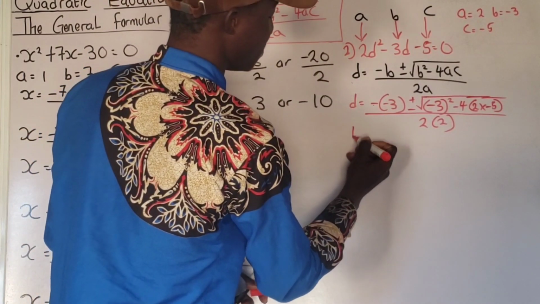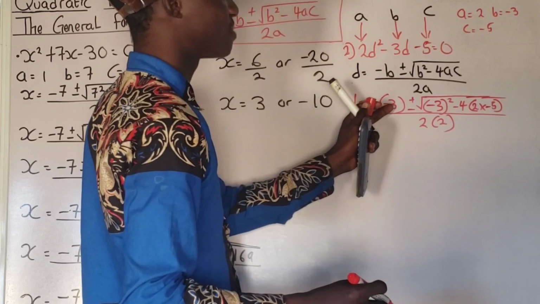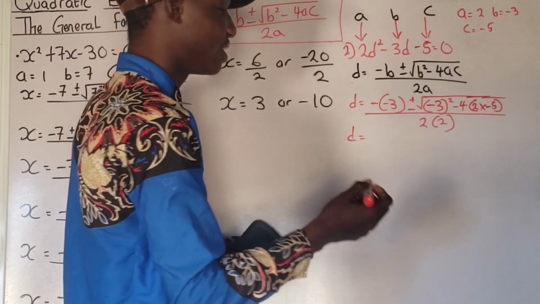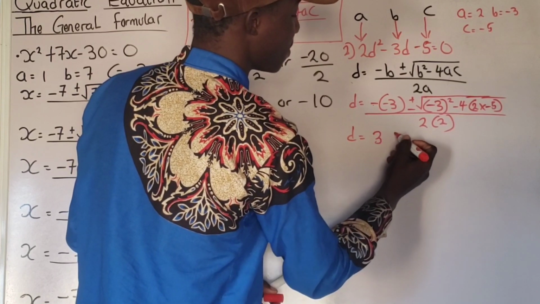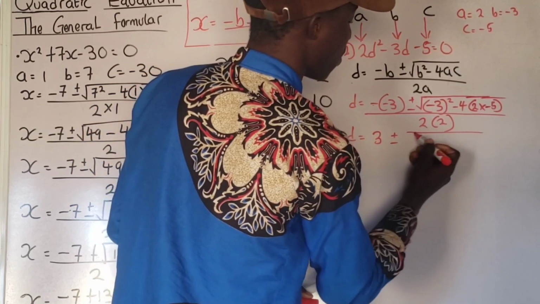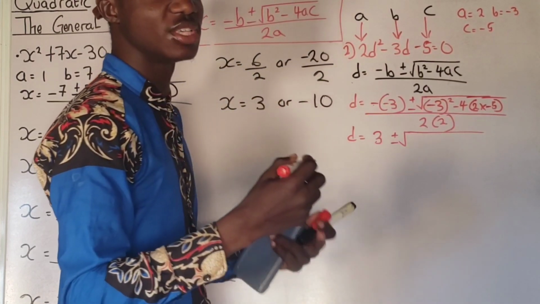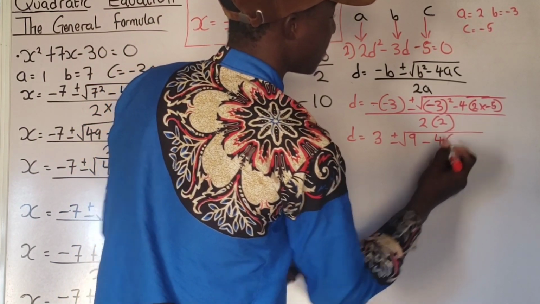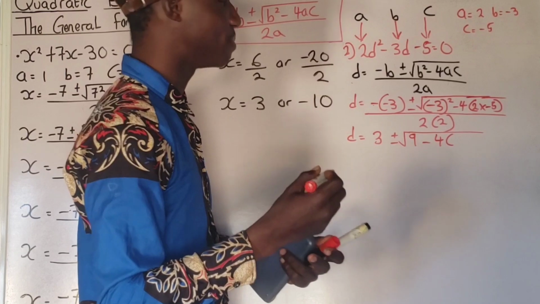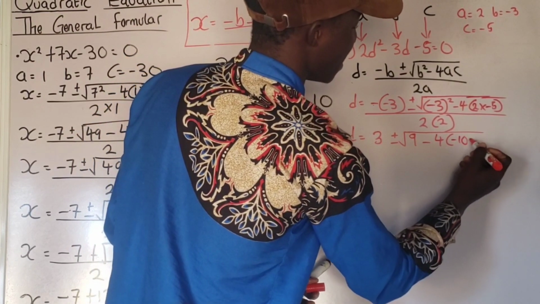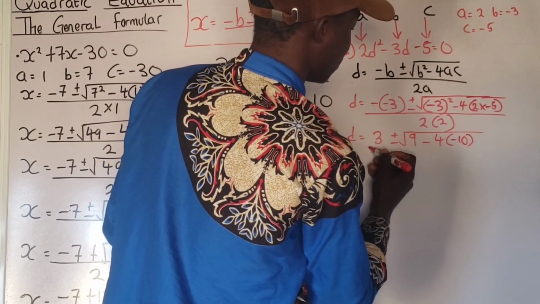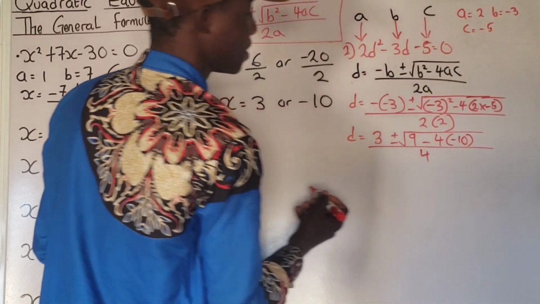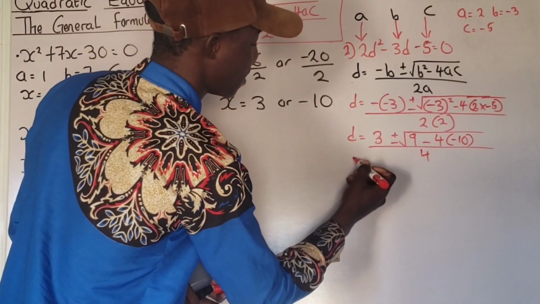I'm going to have d equals negative times negative 3, that will be 3. Then 3 plus or minus the square root of. Now, negative 3 squared is 9. So I'm going to have 9 minus 4 into bracket negative 5 times 2, that will be negative 10. All over 2 times 2, which will be 4. So I'm going to have 4 in this place. Please pay attention and follow me carefully.